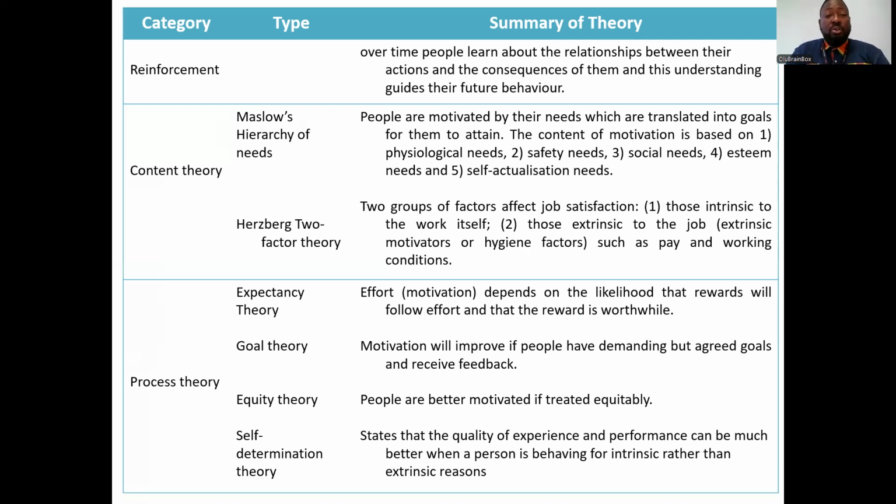Now, the second one is the Herzberg two-factor theory. Herzberg's two-factor theory in 1957 explains that the things that motivate employees are different from the things that demotivate employees. Or let me use the word satisfaction. So Herzberg says that the things that satisfy employees are very different from the things that dissatisfy employees.